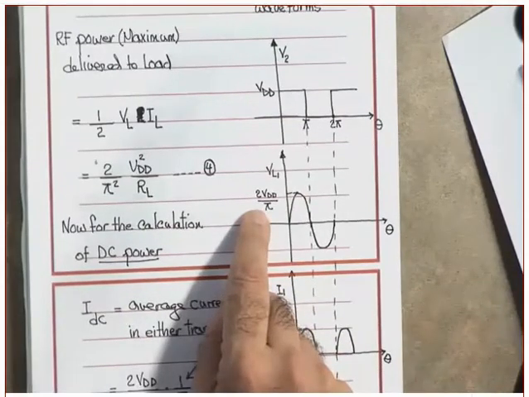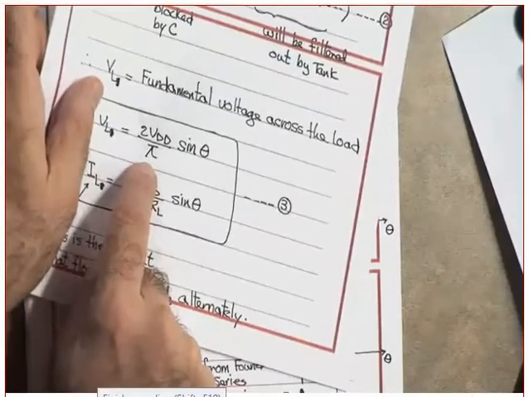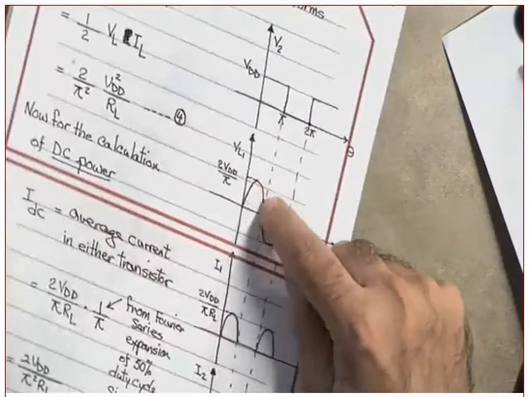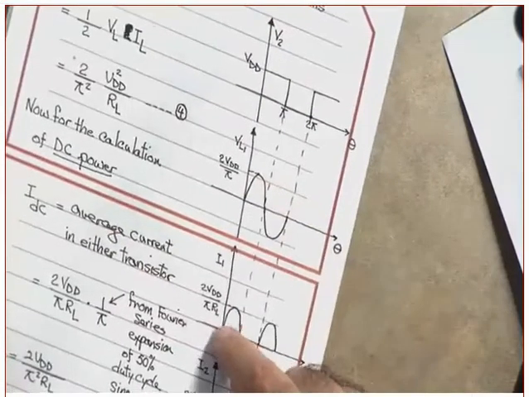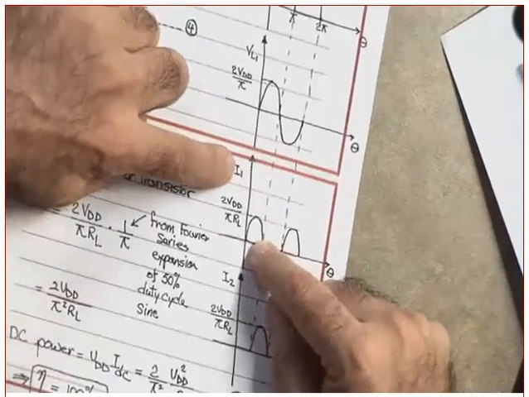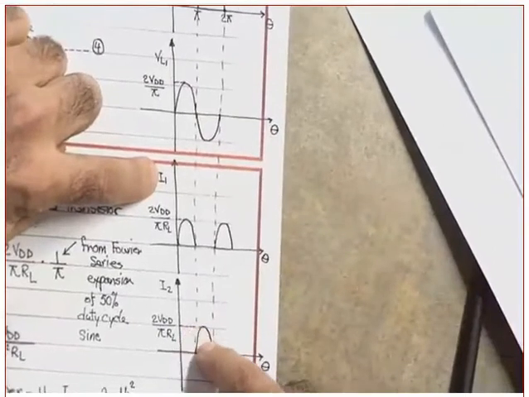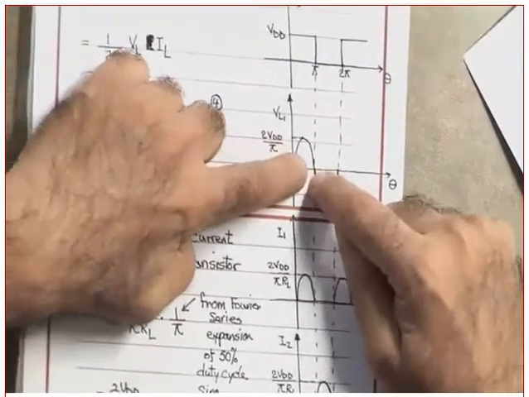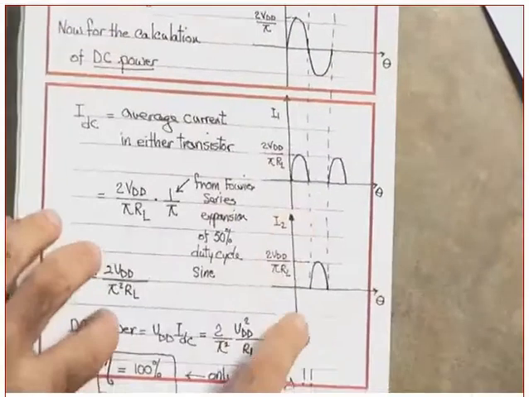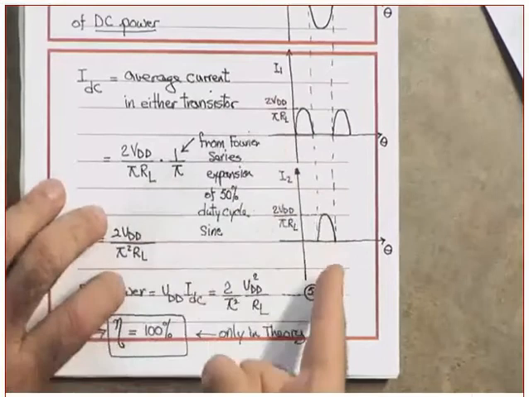2VDD over what? Over pi. This 2VDD over pi is this one. Did you get my point or not? Yes or no? Now, this current is going to be going through what? I1. Yes? During this, it's going to go through who? I2. Notice, by the way, this one is negative, but because the current is in the opposite direction, it becomes this one. Yes or no? Do they overlap?